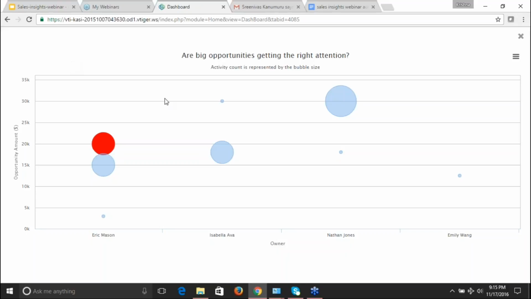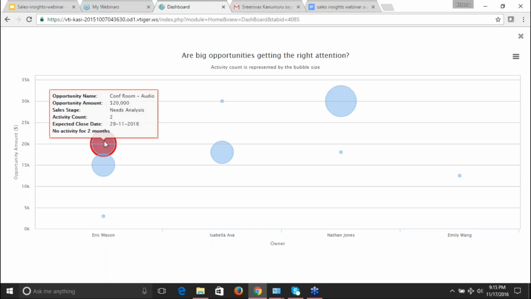So if I see a small bubble high up, that's actually not a good sign. That means we have a deal that's fairly big, but there is not a lot of work being done on that particular deal. And when I look at a red dot, that means that deal has stalled. Here it shows this particular deal that's worth 20,000 is basically stuck, and there has been no activity for 2 months. So this is actually not good.